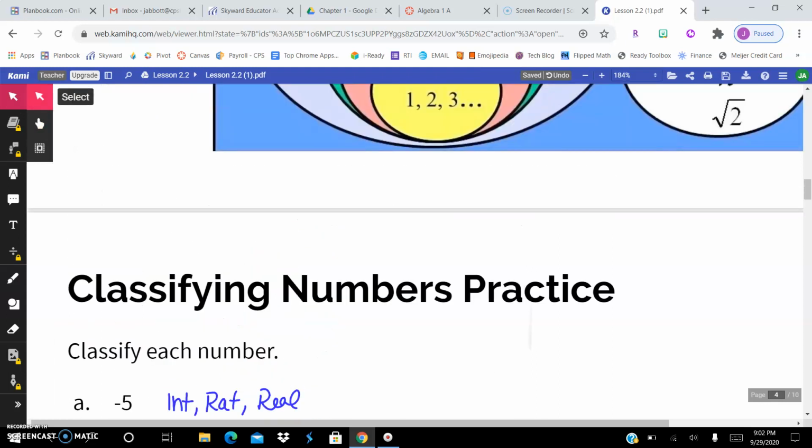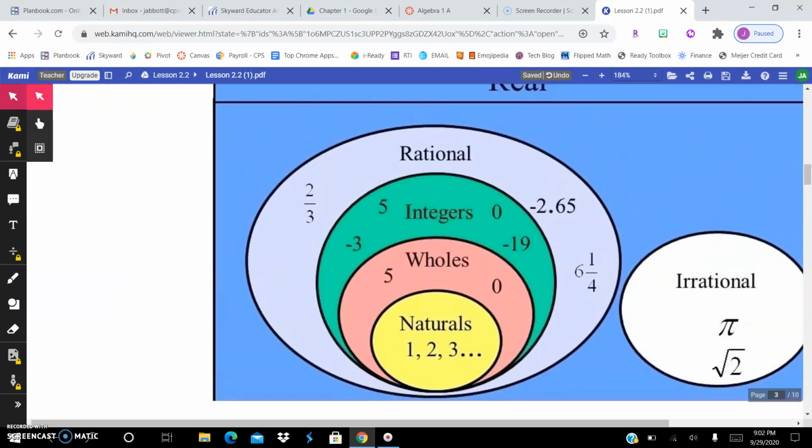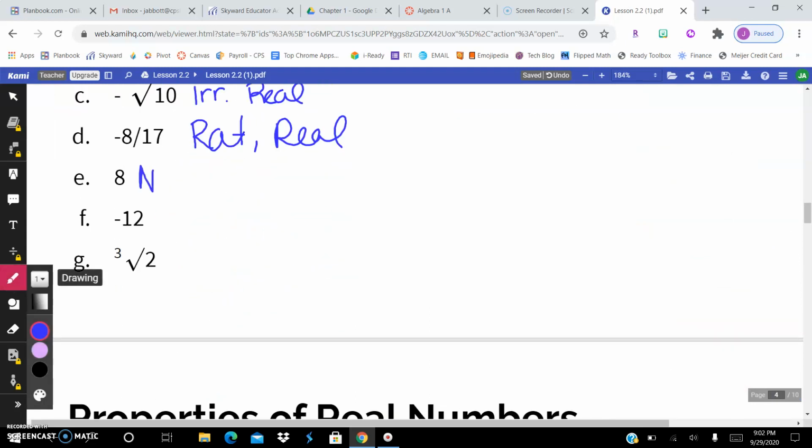8 would start at the natural number. So it's actually all of these going straight up. So natural, whole, integer, rational, and real.